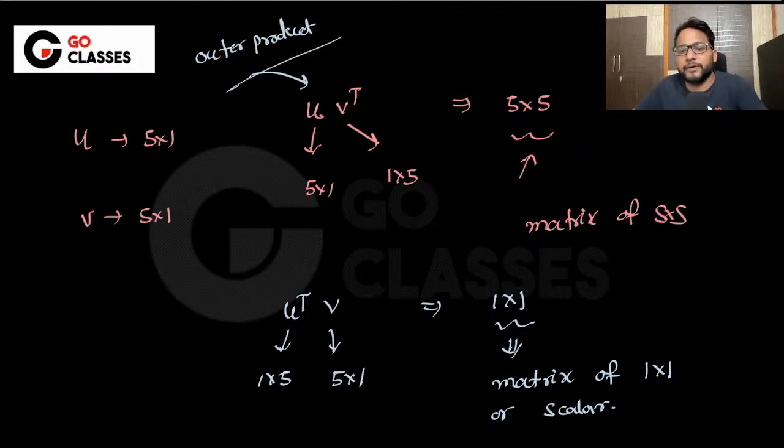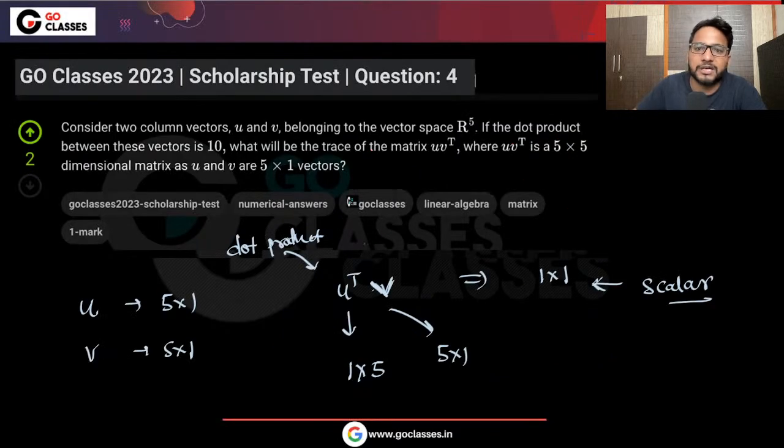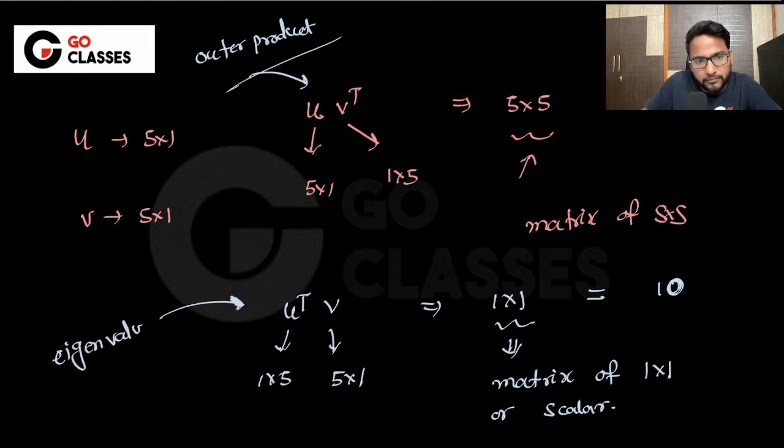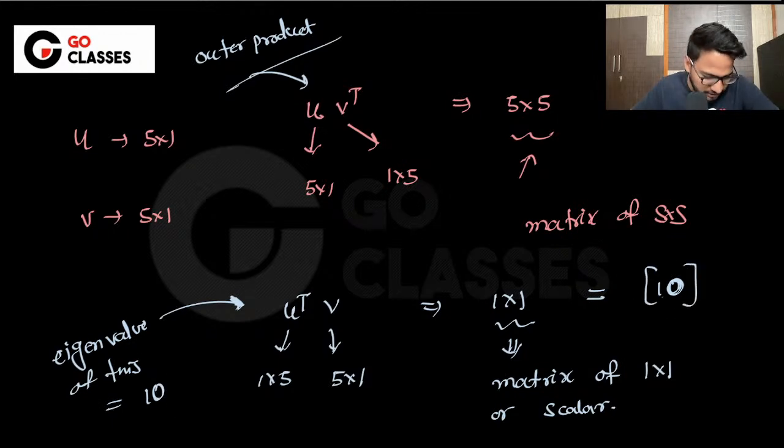Anyway, now let's talk about the question. They are saying that the dot product is 10. They are saying that this quantity is just 10. So what does this mean? If you treat it as a matrix of 1 cross 1, can you tell me the eigenvalue of this matrix? The eigenvalue of this is just 10, right? If you treat it as a 1 cross 1 matrix, then the eigenvalue of this is just 10. Is this okay to everyone?